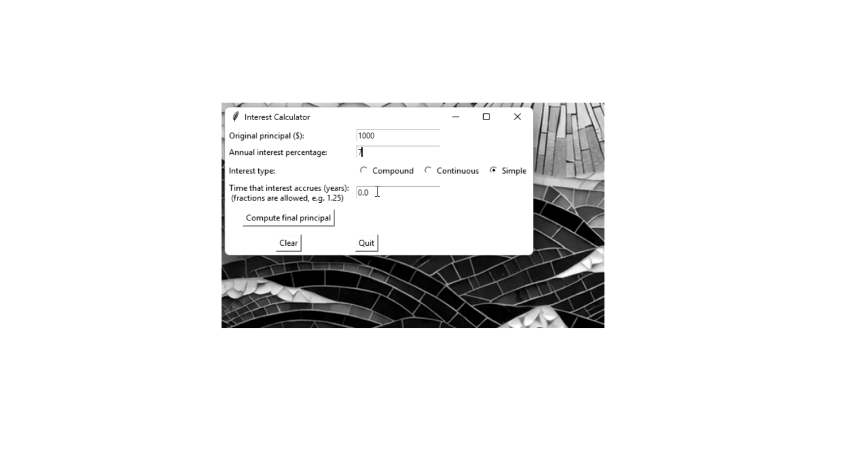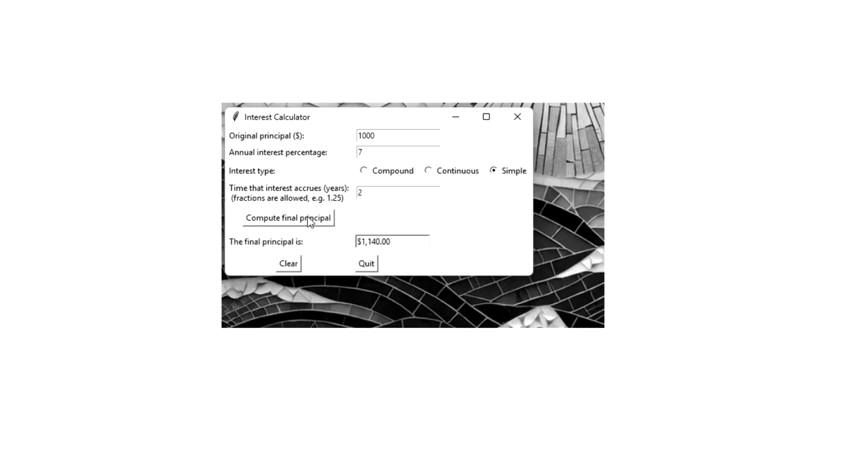And then you would say how long. So let's say it's 2 years. And then we can hit the compute button here. So you can see that we got $70 each year, no compounding. So as you would expect, it's 1,000 plus 140. So in other words, $1,140.